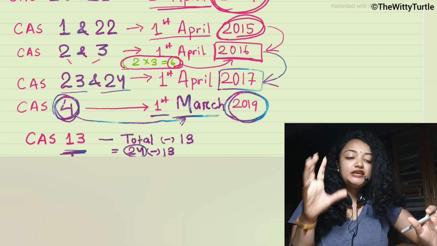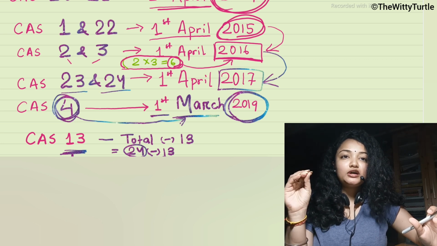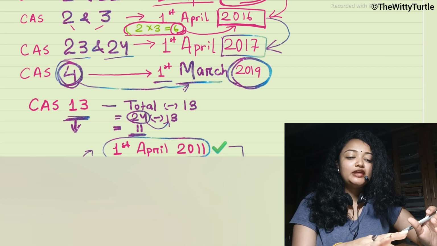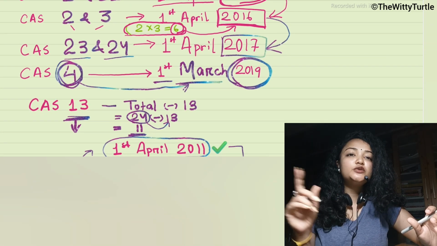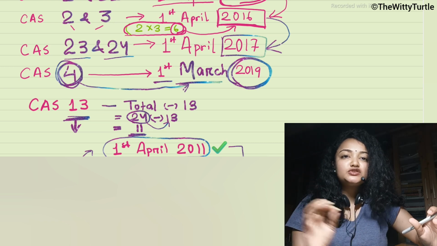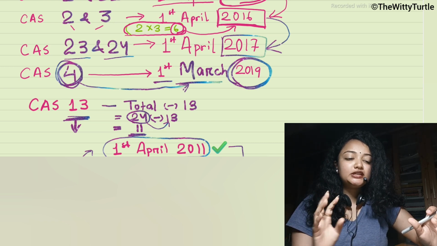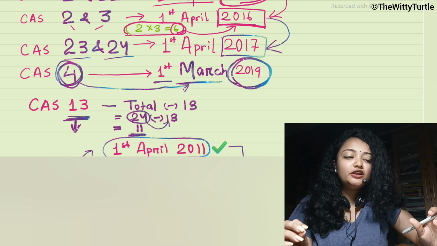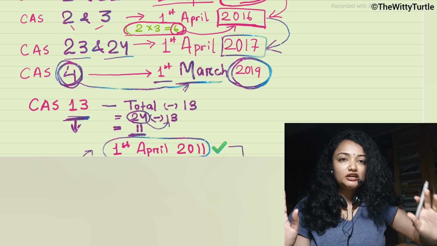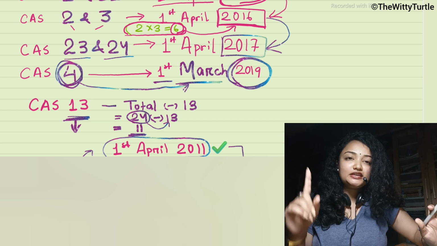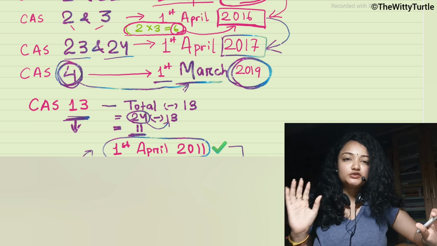Then we have CAS1 and 22. They both are 1st April 2015. Then 2 and 3, they are 1st April 2016. 2 into 3, 6 होता है, so they are 1st April 2016. Then we have CAS 23 and 24. Again 16 के बाद next आता है 2017. Then CAS4 is obviously 1st March 2019.